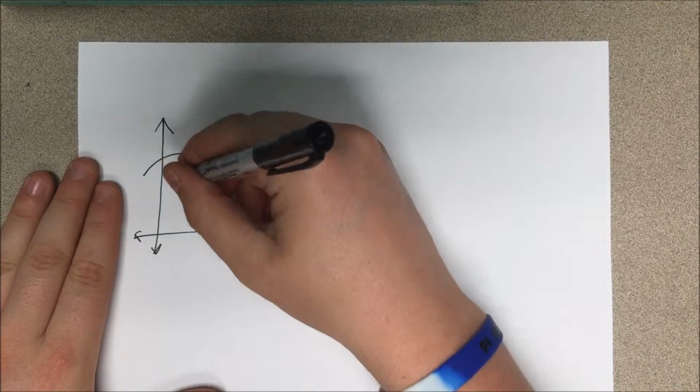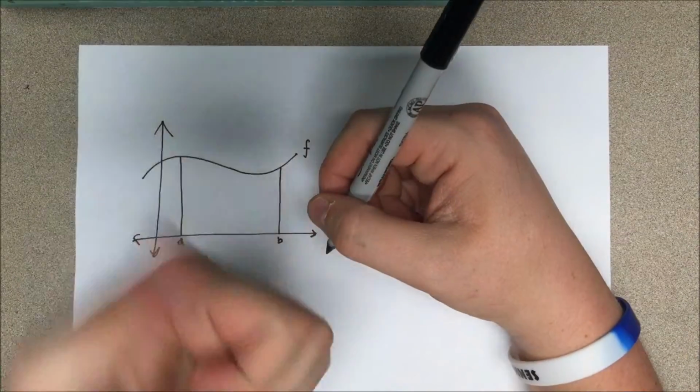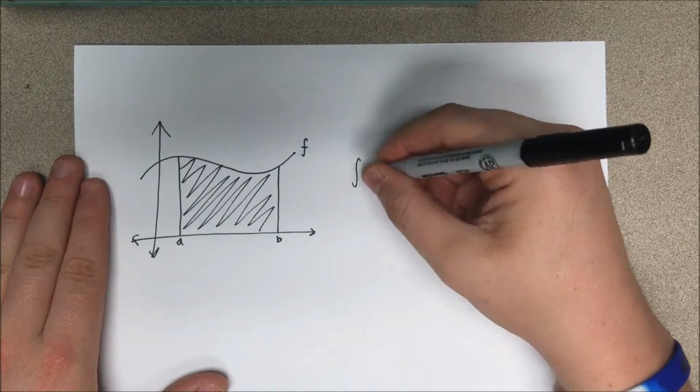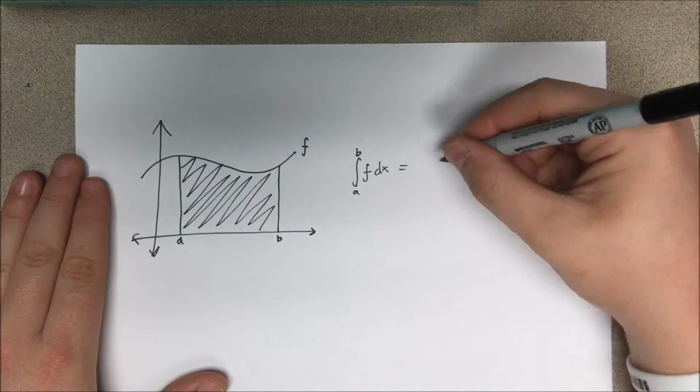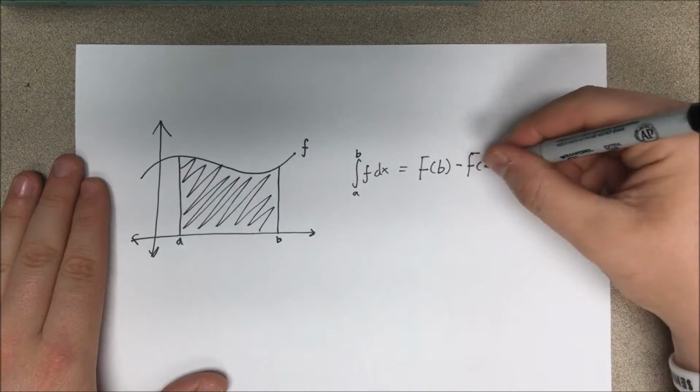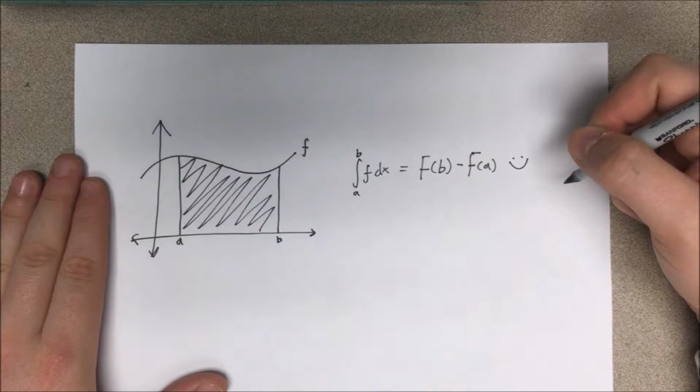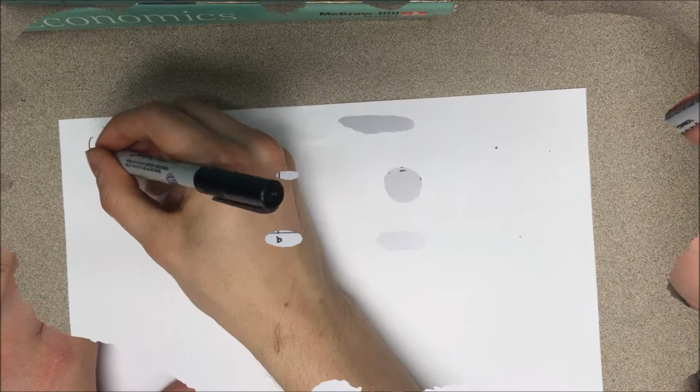So what this means is if you have a graph of f, shown here, and take the integral of f from a to b, we get a graph that looks like this. And if we took the antiderivative of f, which we'll refer to as F, then F of b minus F of a is the same as the integral.